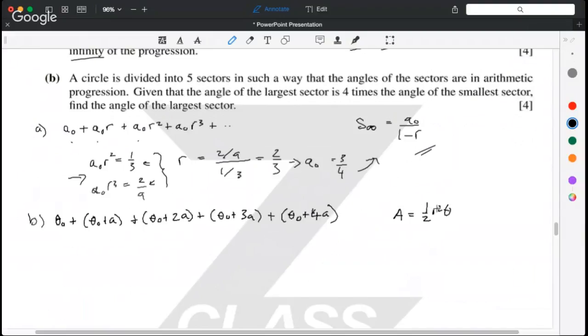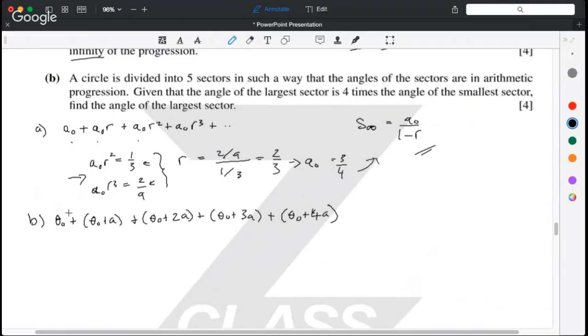And we're told that the angle of the largest sector is 4 times the angle of the smallest sector. Okay, I don't know why I gave you the area there. I think that was from a different question.